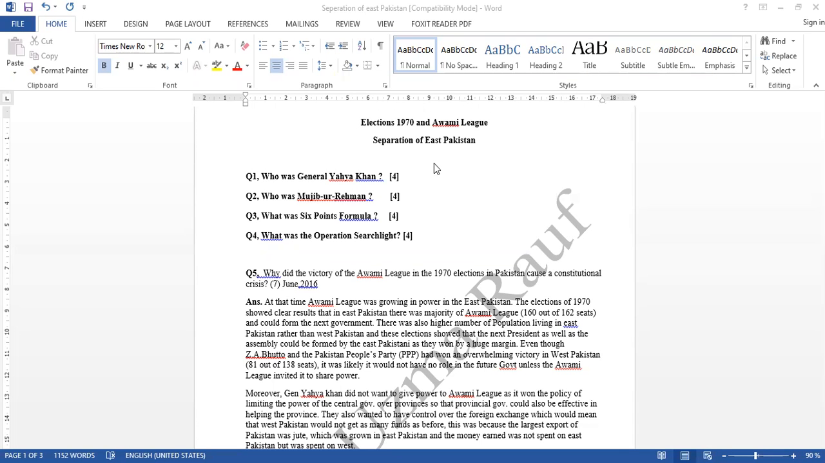जी हमारा आज का लेसन जो है उसका टॉपिक है सेपरेशन ऑफ ईस्ट पाकिस्तान. But when we talk about separation of East Pakistan, we must consider the background of this separation as well. That is why we will start with the elections of 1970 and role of Awami League as well.